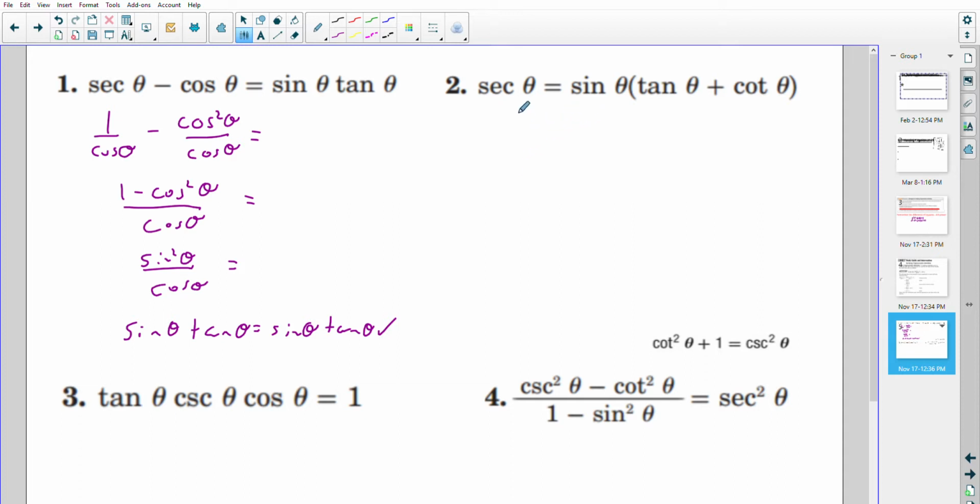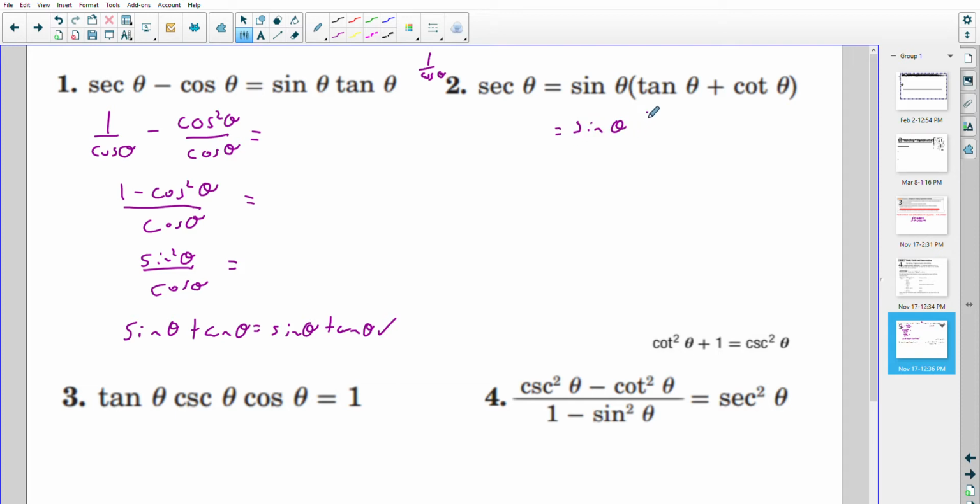Going to this one, secant theta. Secant theta is the same thing as 1 over cosine theta. So what I really want to get to is 1 over cosine theta. In other words, this has to be reduced in terms of just cosine. So let's see how that works.